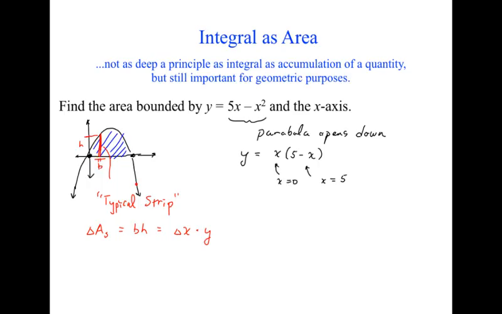Since we have delta x, we want to rewrite everything in terms of x. What is the y coordinate in terms of x? The height of that strip is according to the curve, so it's going to be 5x minus x squared. Now that we have our little area of a strip, what are we going to do? We're going to add up all those little areas.